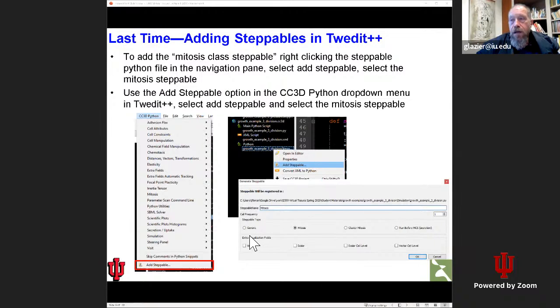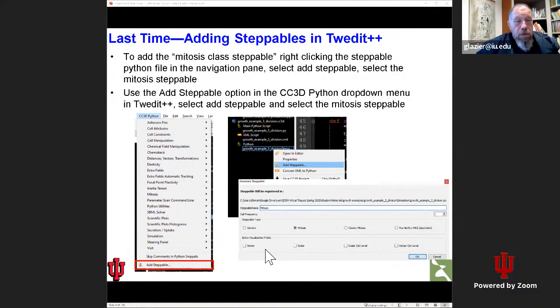There are a couple of other kinds of steppable you could add, a generic one, and then this cluster mitosis, and then run before MCS, which I don't think I've ever used, but is available. And because those visualization fields, remember, go in the init, you can put those visualization fields in here. Most of these things are conveniences, but adding a steppable is something one does.